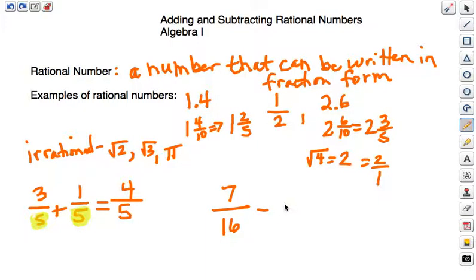So let's say we have 7/16 minus 1/16. Okay, again, those denominators are the same. They're both 16. And we just subtract our numerator. 7 minus 1 is 6. Okay, go ahead and reduce that.